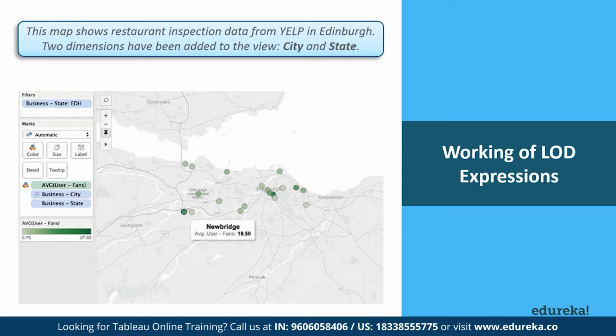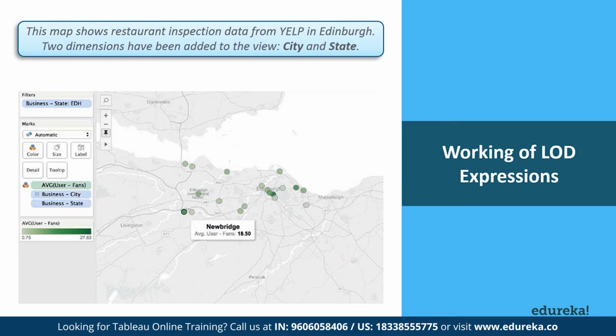Now this map shows the restaurant inspection data from Yelp in the greater Edinburgh area. So the data in the view is aggregated based on the LOD, which in this case consists of city and state, and is more aggregated than the underlying data source. So the selected point in the image showed the average use of fans for all the restaurants in Newbridge, Edinburgh. Adding more granular dimensions to the view will result in a less aggregated LOD.